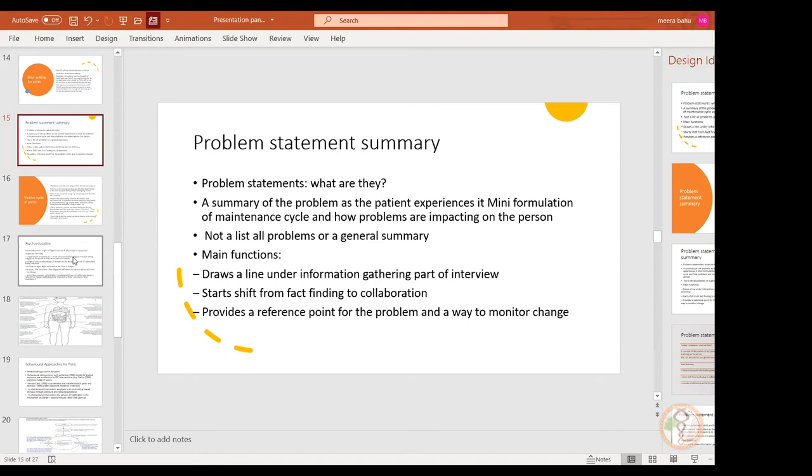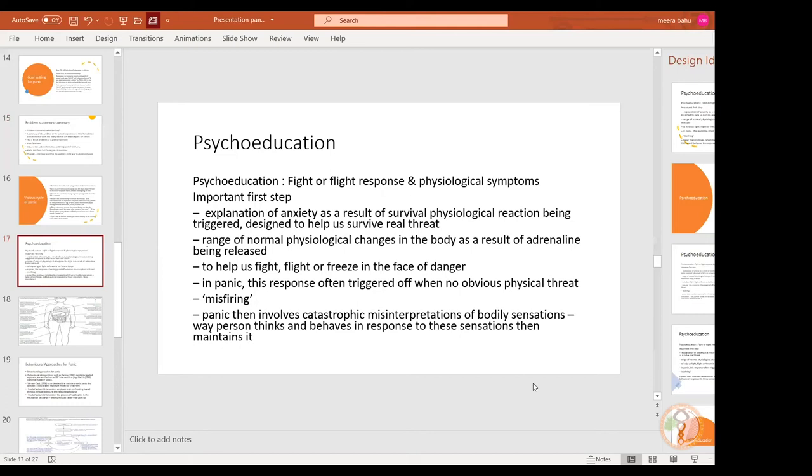And the psychoeducation is the fight or flight response, physiological symptoms, and the important first step, explanation of anxiety as a result of a survival physiological reaction being triggered. Psychoeducation is an important part because we are not hiding any information from the client. The client needs to know. That itself helps the client to do some cognitive restructuring, really. I am going to look into what psychoeducation does in detail, with a little more research, but the research suggests psychoeducation itself has an impact on how clients view a problem.